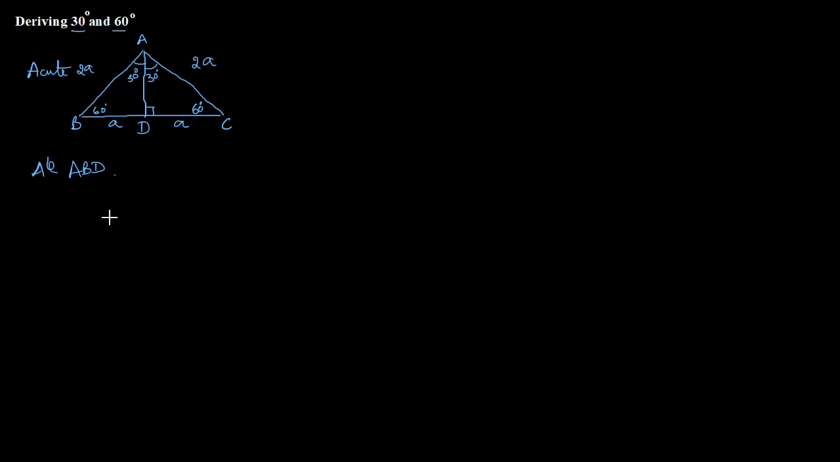Right angle at D. In that triangle, what do I need? Even if I want to write the trigonometric ratios, I know AB is 2A and BD is A. I don't know the length of AD. So let's find out AD. If I apply the Pythagoras theorem for that right angle triangle, hypotenuse square, which is AB square, equals AD square plus BD square.